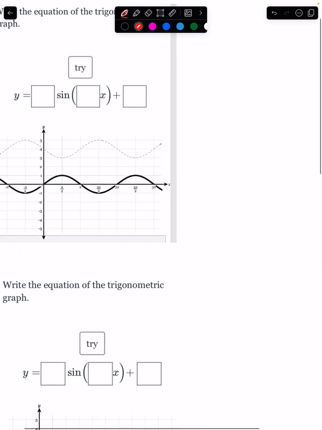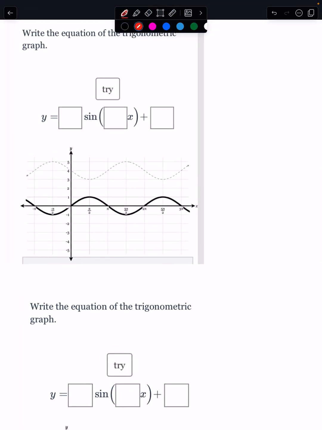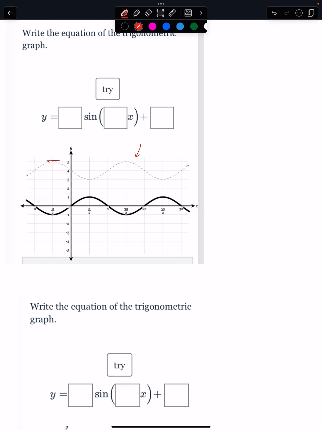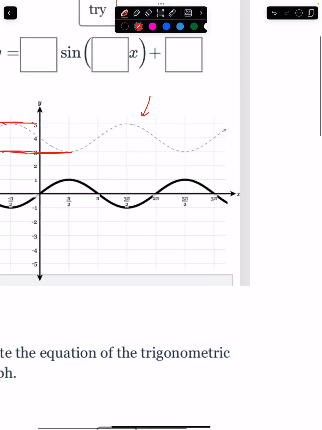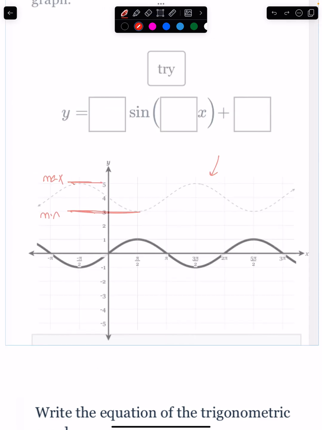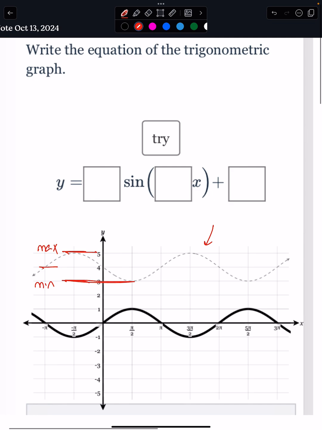All right, so the first thing I'm going to start off with is, so I'm looking for the dotted line here, right? So the first thing I'm going to start off with is the midline. So what's the midline? So I'm finding my top here, finding my bottom here, right? This is the max. Here's my min. And that means I'm at 5, I'm at 3. So in the middle here is my midline. So my midline is at 4, right? So y equals 4. So that means that 4 goes in here.